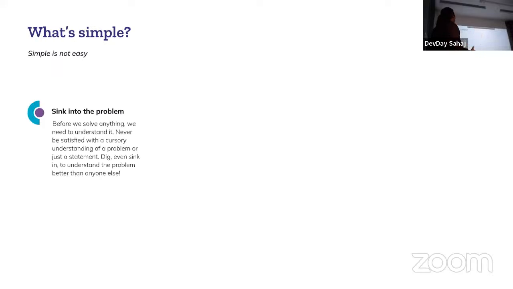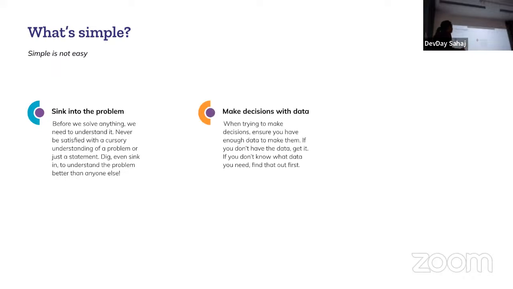So firstly, we need to understand the problem. Anybody can think that they know the problem, but we still need to do the actual work. We need to dig in, and I say sink into the problem, like go neck deep, and you cannot come out unless you actually understand what it is. Right? But we also need to make sure that we make decisions with data. It's very simple that you need to know the problem. It's also very simple that you need to make decisions with data.